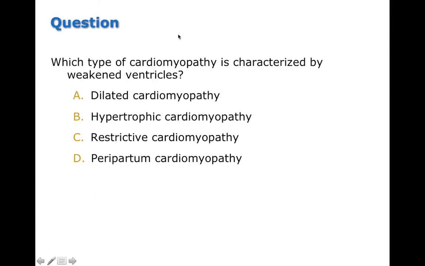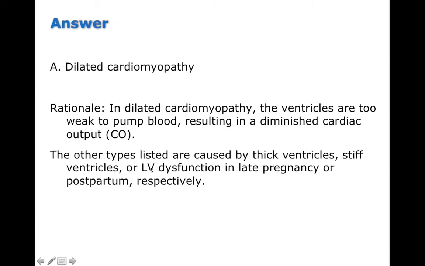Now this question here says, which type of cardiomyopathy is characterized by weakened ventricles? Is it dilated, hypertrophic, restrictive, or peripartum? We know it's dilated, right? So dilated cardiomyopathy is when the ventricles are too weak to pump blood, which leads to diminished cardiac output. So other types listed actually cause thickening of the ventricles or stiffening of the ventricles, so that it's not necessarily weakening, but rather just like they're getting too large or getting too stiff.